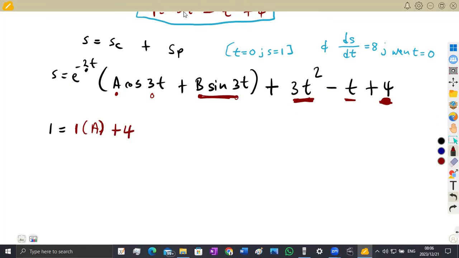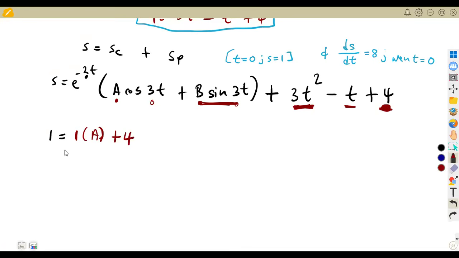So here we can calculate the value of a. So as you can see, a is straightforward. 1 times a is a. So we're going to have 4 to the other side. 1 minus 4, which is minus 3, is equal to a. So a is equal to what? Minus 3. Okay, so we have the value of a, which is minus 3.